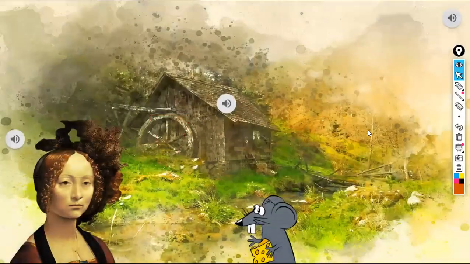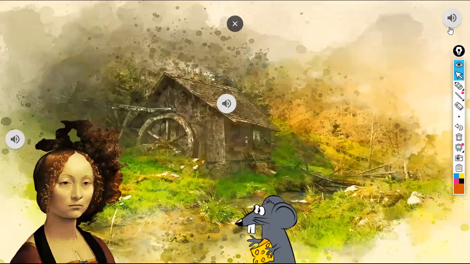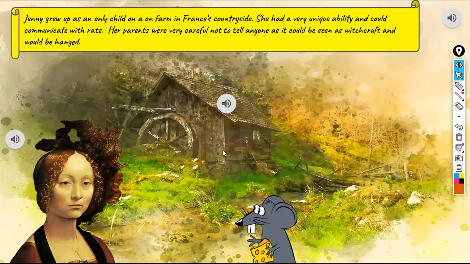Oh, I think you're going to like this one. This one here is not going to be a horror story. All right. So let's see what's going on with Jenny here. By the way, this is Jenny, and this is her friend, the mouse or the rat. Okay. Now read Jenny's story.